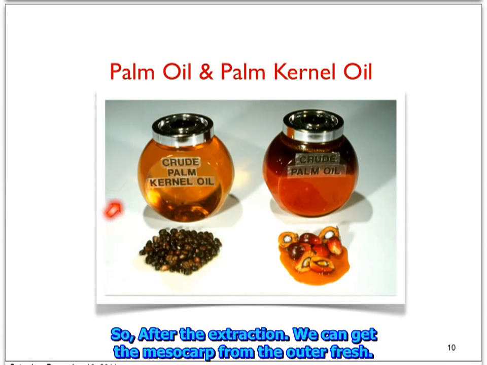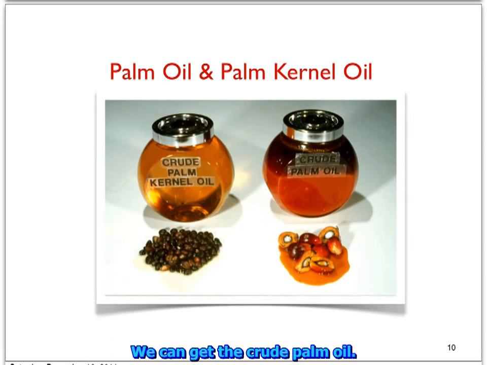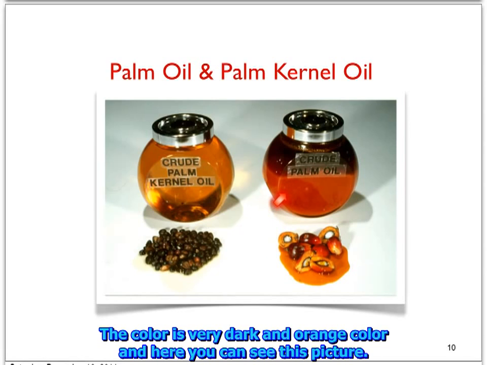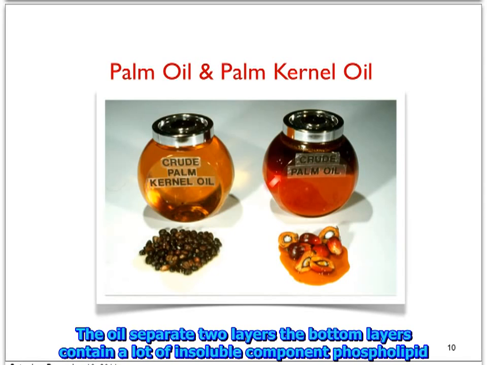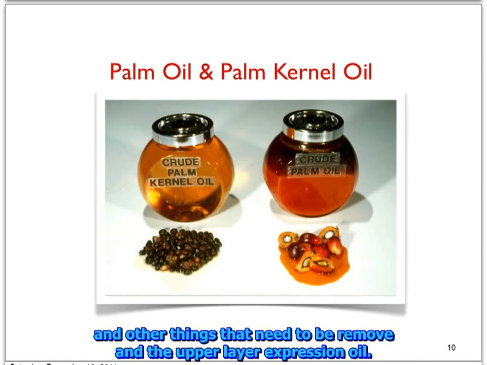So after the extraction, from the mesocarp, the outer flesh, we can get the crude palm oil. The color is very dark orange, and here you can see in this picture the oil has actually separated into two layers. The bottom layer contains a lot of insoluble components, phospholipids and other things that need to be removed, and the upper layer is basically the oil.